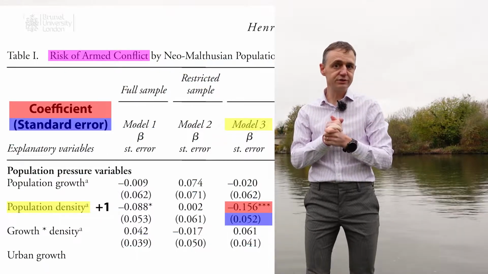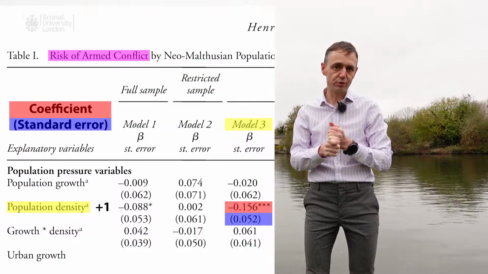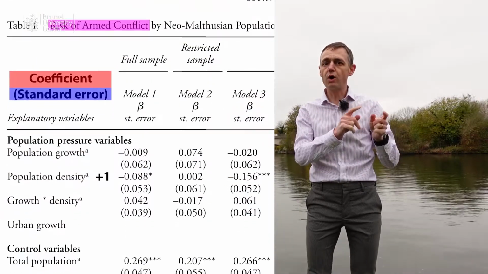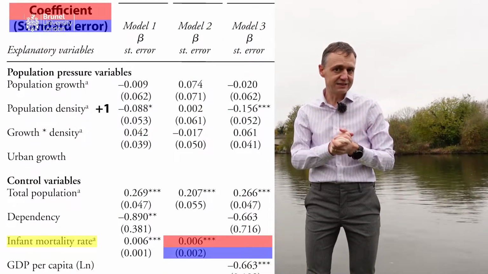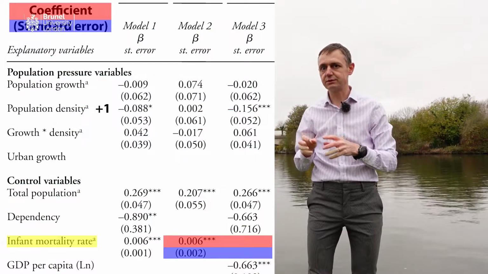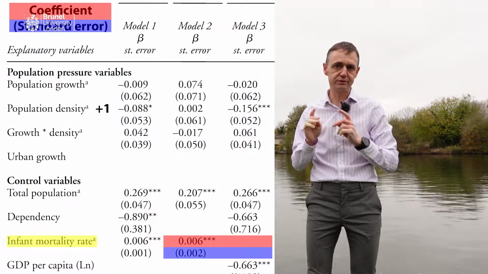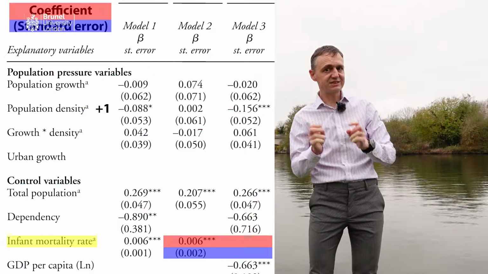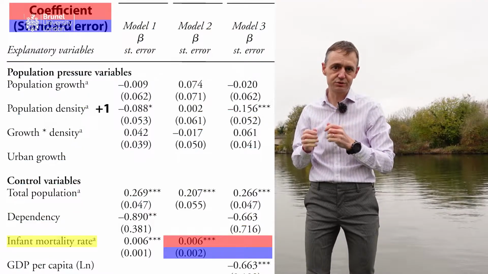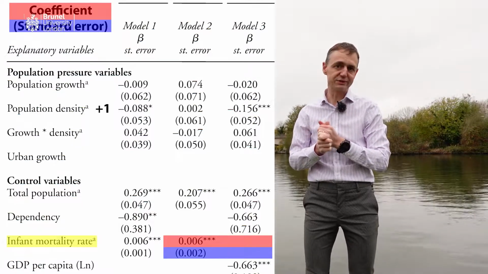But model 2 said there was no relationship. What's the difference between the models? One has infant mortality in it. Infant mortality was included as a control in model 2, but not in model 3. This suggests it's not really population density that's doing the work here, but infant mortality rate.